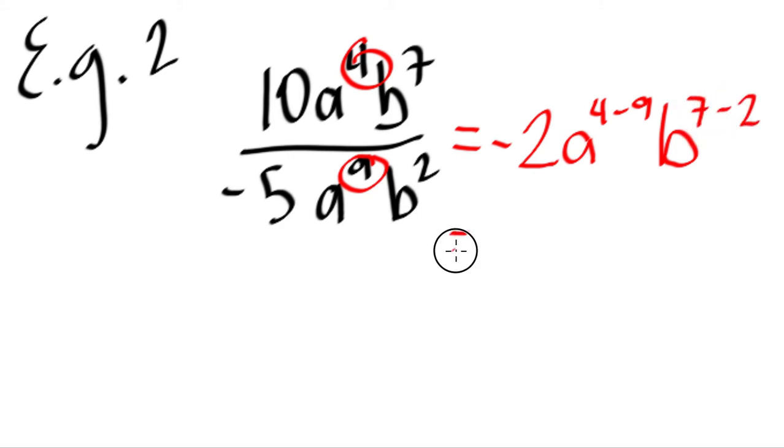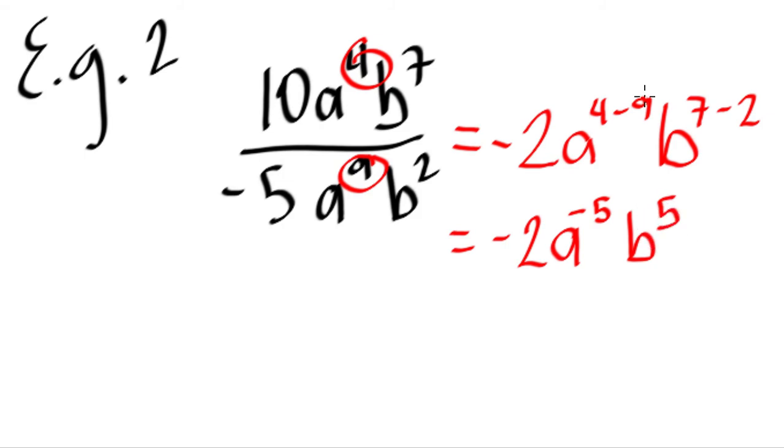And then what we'll have is minus 2, a raised to 4 minus 9. What is 4 minus 9? It's going to be minus 5. And b raised to 7 minus 2. What's 7 minus 2? It's going to give us 5. And that's our last step actually. But we will talk about this in the next video.